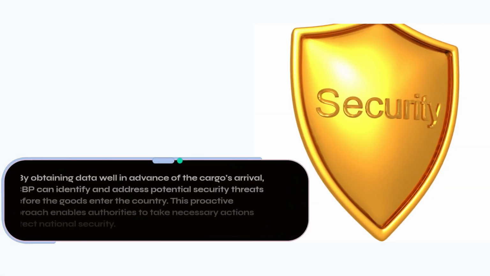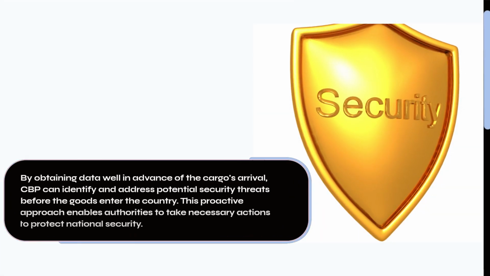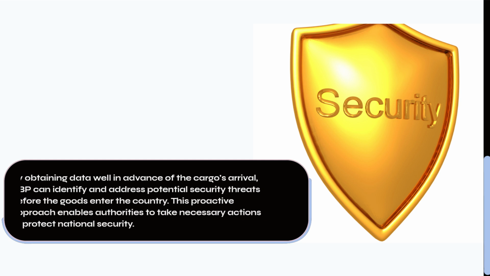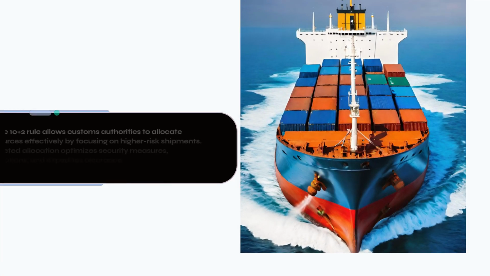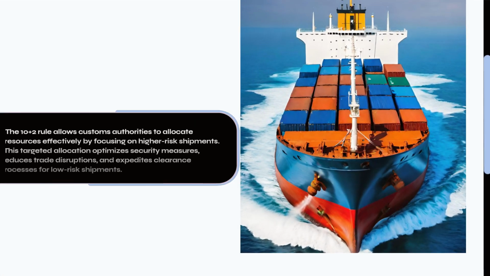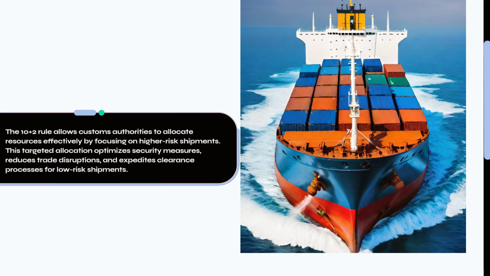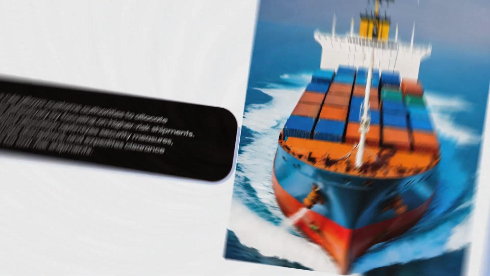By obtaining data well in advance of the cargo's arrival, CBP can identify and address potential security threats before the goods enter the country. This proactive approach enables authorities to take necessary actions to protect national security. The 10+2 rule allows customs authorities to allocate resources effectively by focusing on higher-risk shipments. This targeted allocation optimizes security measures, reduces trade disruptions, and expedites clearance processes for low-risk shipments.